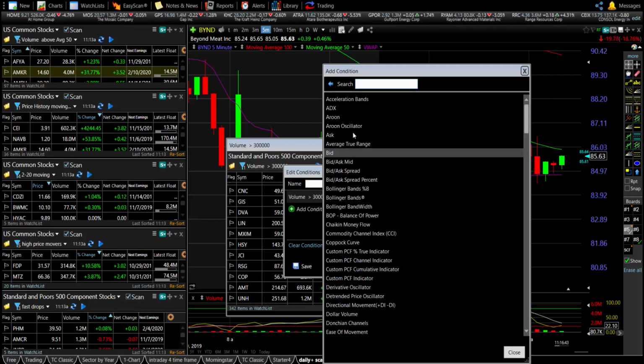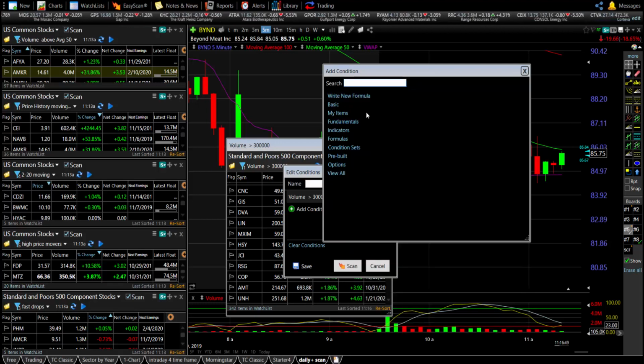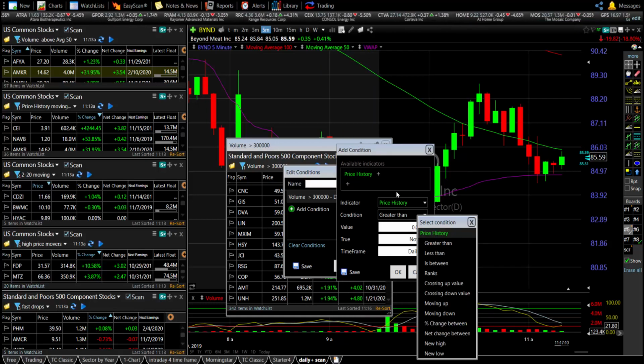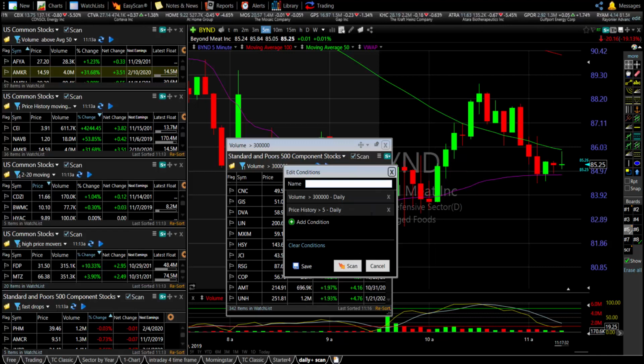And for example, if you want to add any indicator, or let's just go back and say you're looking for a price range on a stock. You already have something that has at least 300,000 shares traded today, and then you're looking for a price range, so you're going to do the price. You have price history here, and you could look for something in between instead of greater than. But for the purpose of this, let's say you want to see something greater than, let's say, $5, on the daily chart, right? And we're going to add that condition.